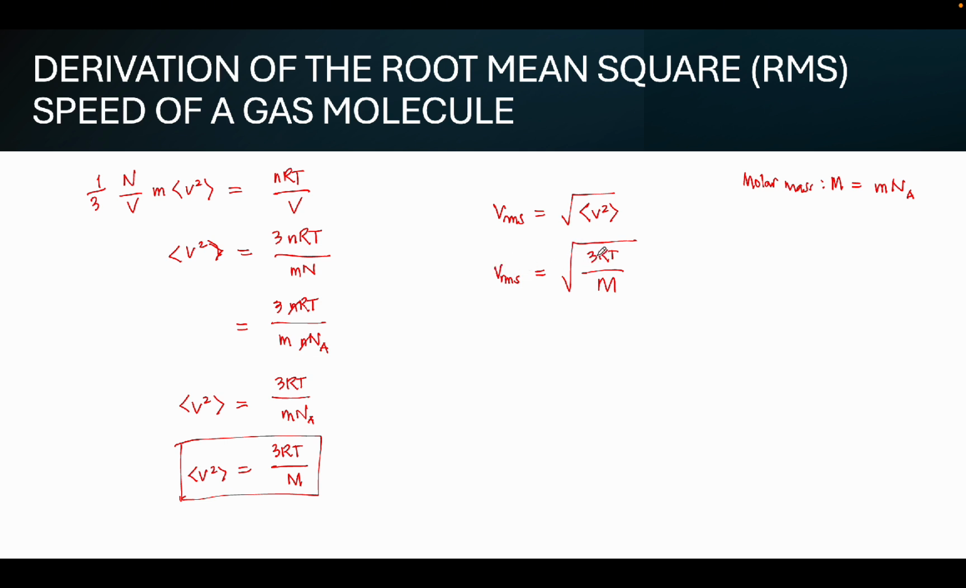We have R, the universal gas constant, which is equal to 8.314 joules per mole times Kelvin. T is the temperature, which is also in Kelvin, and M is the molar mass of the gas. Okay, so that is how we derive the root mean square speed of a gas molecule. We start from the kinetic theory of gases, and we also used the ideal gas law, equating it to the pressure from the formula of the ideal gas law.